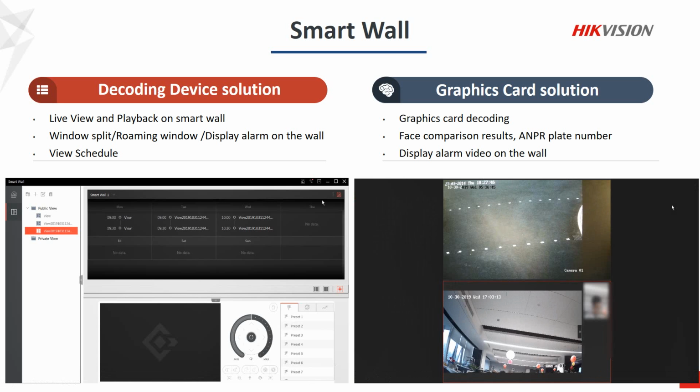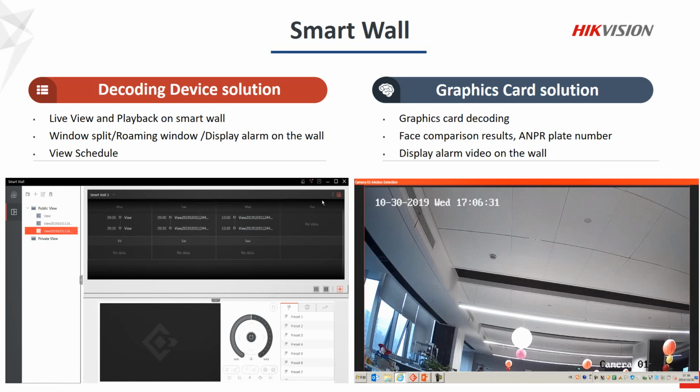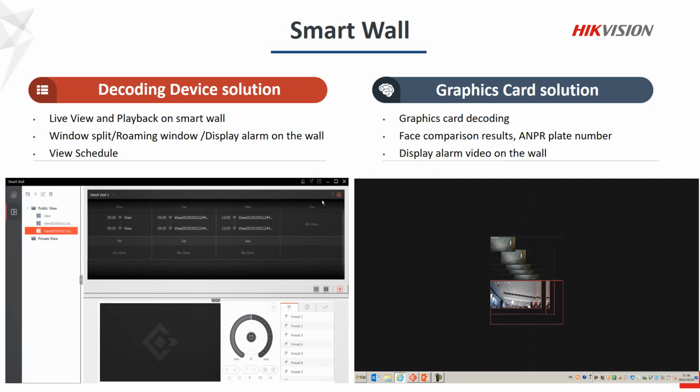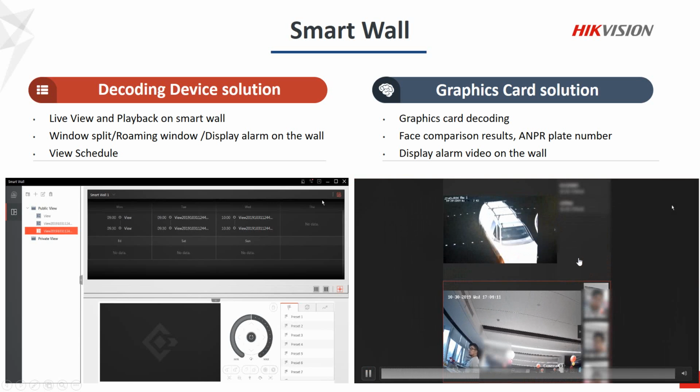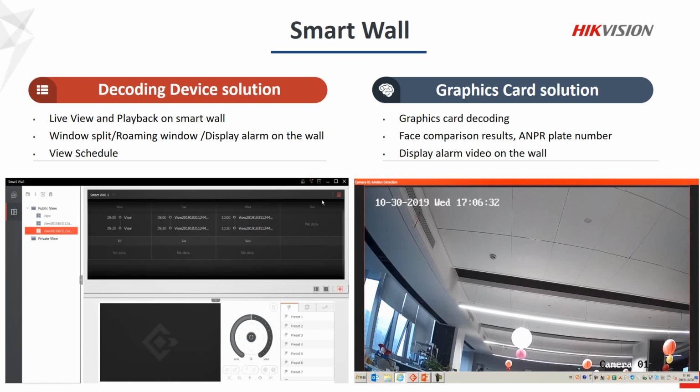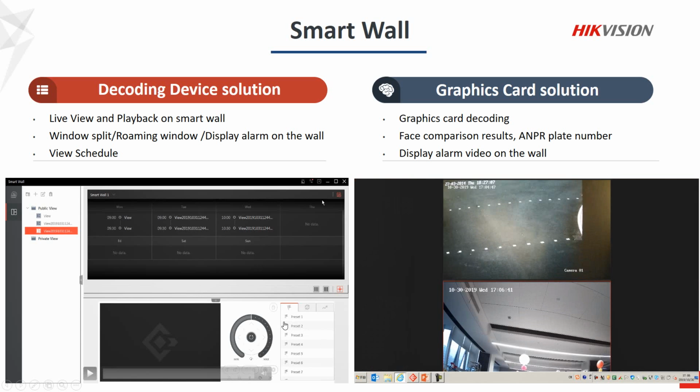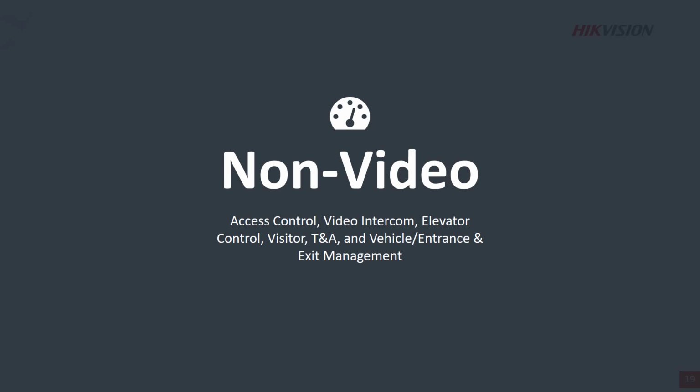The good thing about the graphic card is that, compared with the decoding device solution, the face captures and also plate numbers can be displayed on the video wall, and also the alarm popped up on the video wall. But with the decoders, the LPR, the plate number, and also face captures cannot be displayed on the video wall. So that's the good thing of the graphic card. You can choose different solutions based on what you have.